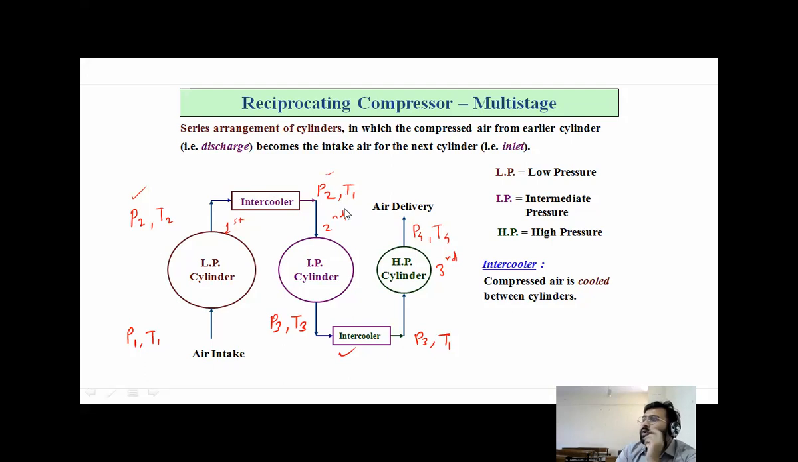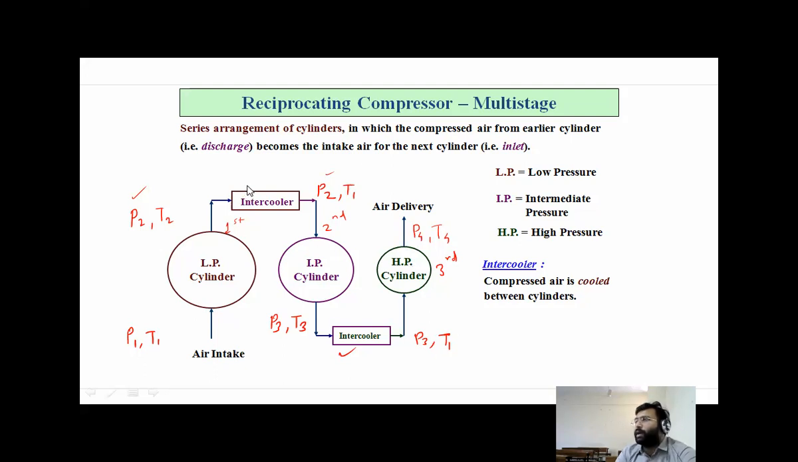Right? Now inlet to intermediate is P2, T1. Again there is pressure rise, so P2 rises to P3, T1 rises to T3. Again there is an intercooler operating at constant pressure, so P3 will remain constant, but temperature T3 will reduce to T1 ideally. Okay. And then there is a third stage or high pressure cylinder. So again P3 is increased to P4 and T1 increases to T4. Okay. So this is a multi-stage compression.